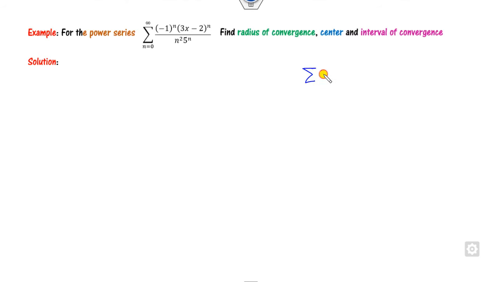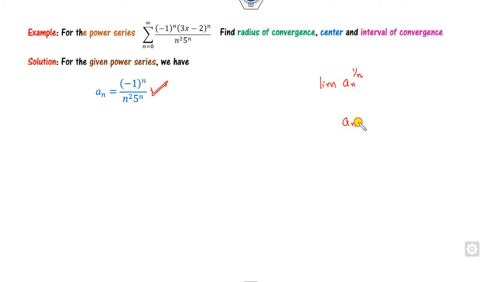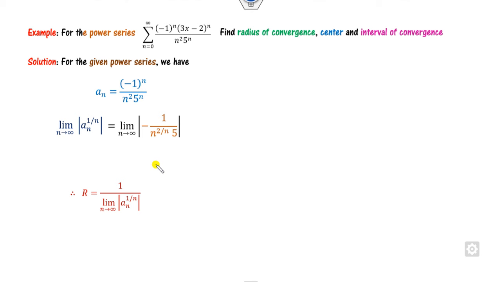If you compare this series with (x - c) raised to power n, remember this is the (x - c) of this, so forget about this. What is my a_n? (-1)^n here. Now, you can apply either this rule or this rule, depending on your side, that is the absolute value. Here this is a power of n. Whenever there is a power of n, you prefer this formula. Whenever there is a factorial of n, you can apply this formula. Now this is a power of n, so our target is to compute this R here.